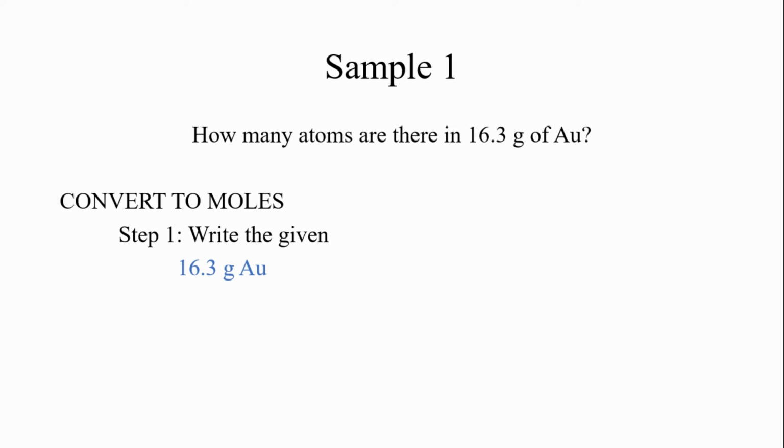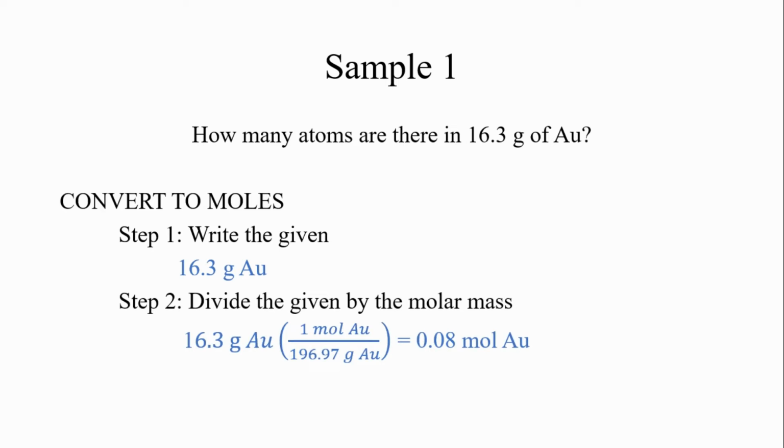Step 1, of course, is convert to moles. With step 1, write the given. Step 2, divide the given by the molar mass. Dividing it will give us 0.08 moles of gold.